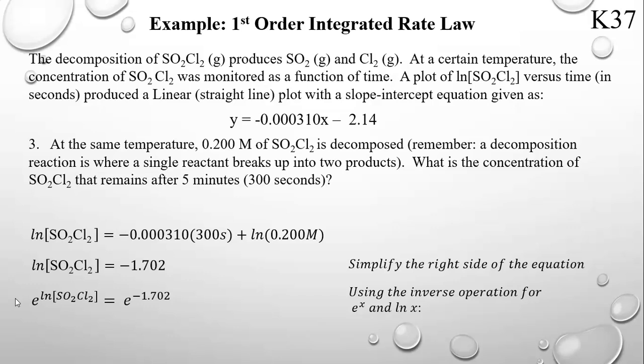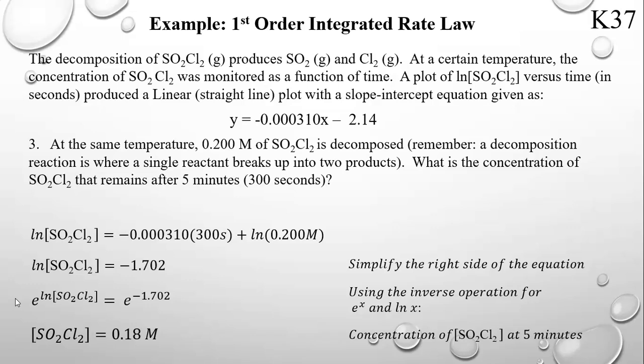So you take e on both sides and raise e to the power of what you see there. Okay, so the SO2Cl2 comes out. And if you do on your calculator e raised to the negative 1.702, you get 0.18 molar. So that's the concentration of SO2Cl2 at 5 minutes into the reaction. That's how much is left.